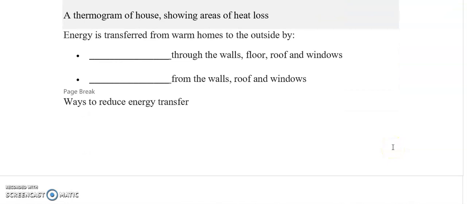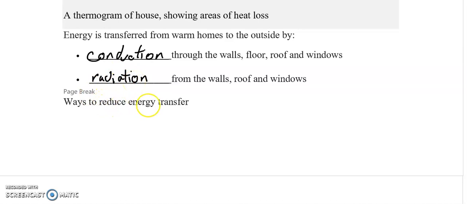Now, there are two major ways that we can lose heat to the outside. The first one is through conduction, and the second one is through radiation. Usually it's not convection, unless we've got an air leak. Conduction is through the walls, floors, roofs, and windows, through the solid, and radiation doesn't require a medium, so it's going to happen all the time.